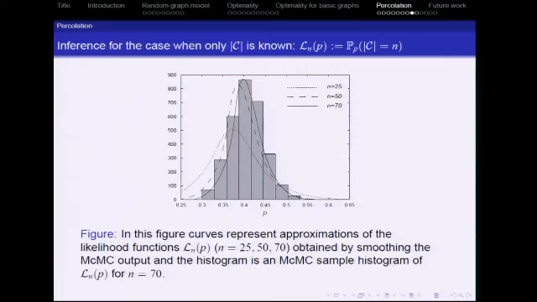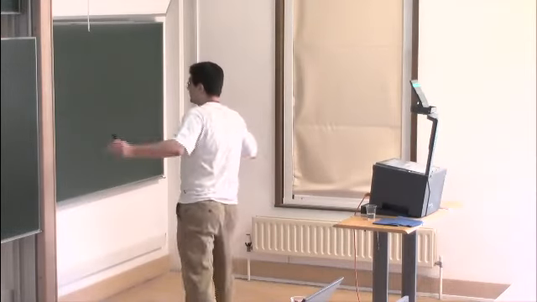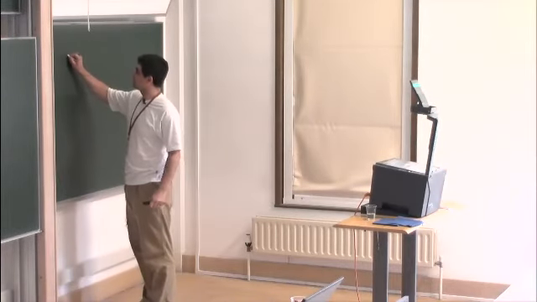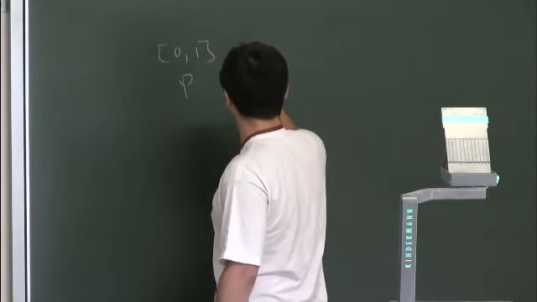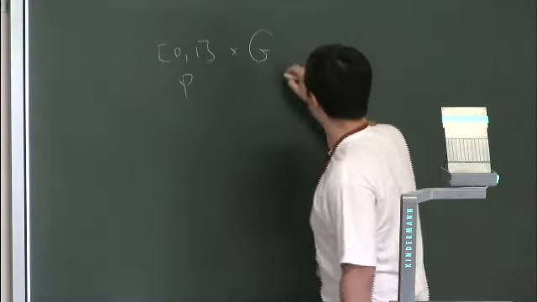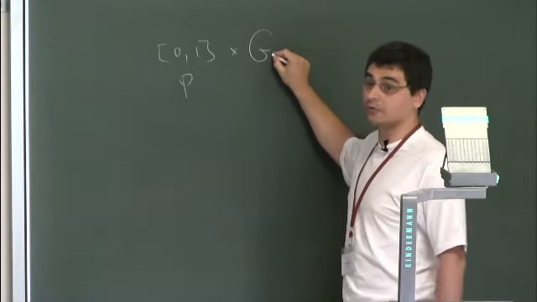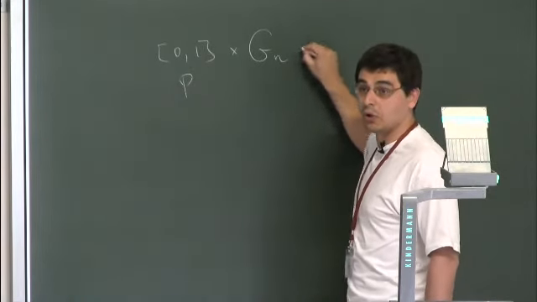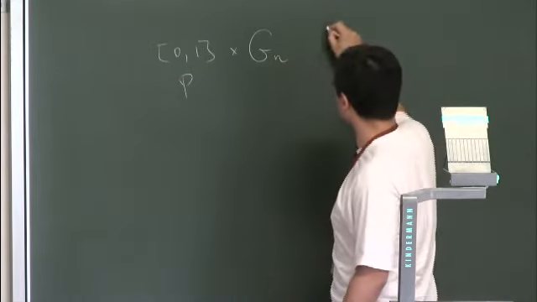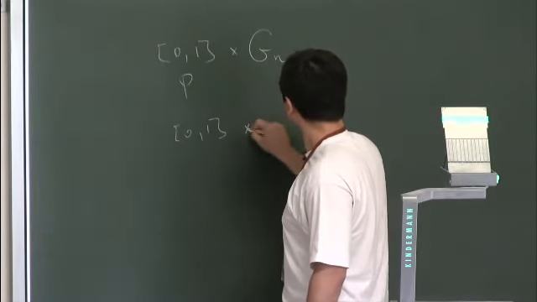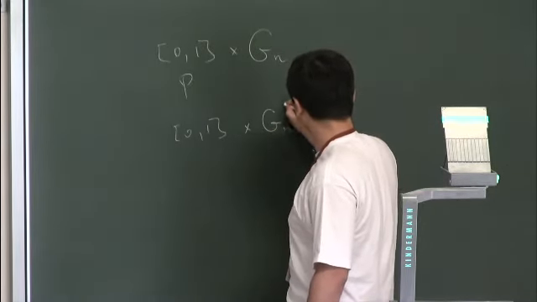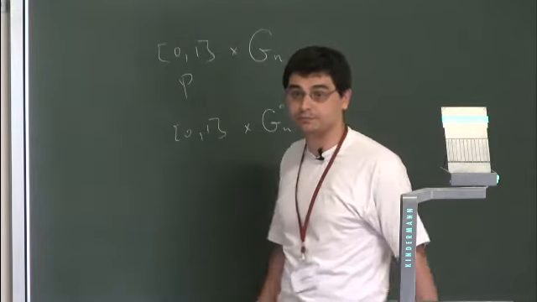In fact, I should have been describing the MCMC and all that algorithm, but all I need to say is that my MCMC explores the joint space for P, of course, and the set of all connected components on n nodes. That's for the second scenario, or the set of all connected components that also contain the origin.